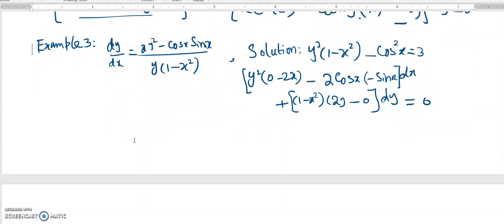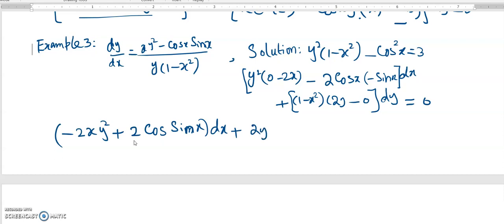Now we can simplify it a little bit. It will be minus 2x y^2, plus 2 cos x sin x, that is dx, and then from here it will be 2y into (1 minus x^2) dy.